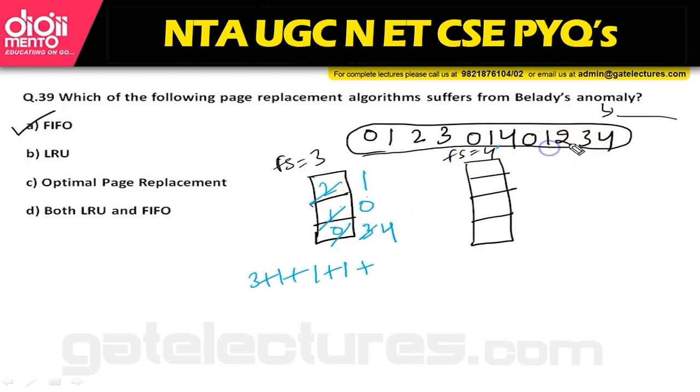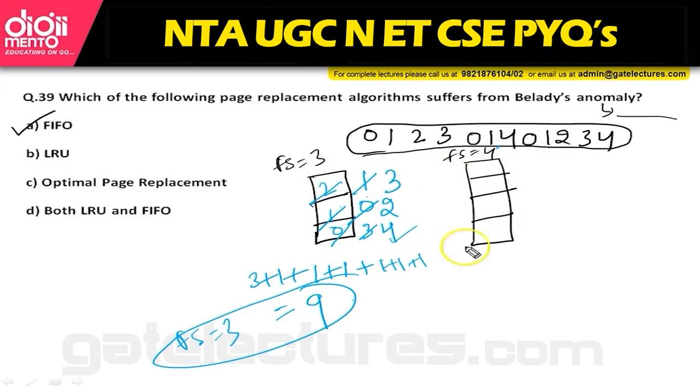Then 0 I already have, a hit. 1 is a hit. Now 2. Which one came in first? It is 0. It will be replaced with 2. So how many page faults actually occurred? 1, 2, 3, 4, 5, 6, 7 and 8. Now 3 will be here. So 8 plus 1 is 9, and 4 is a hit. So there are 9 page faults when the frame size is 3.